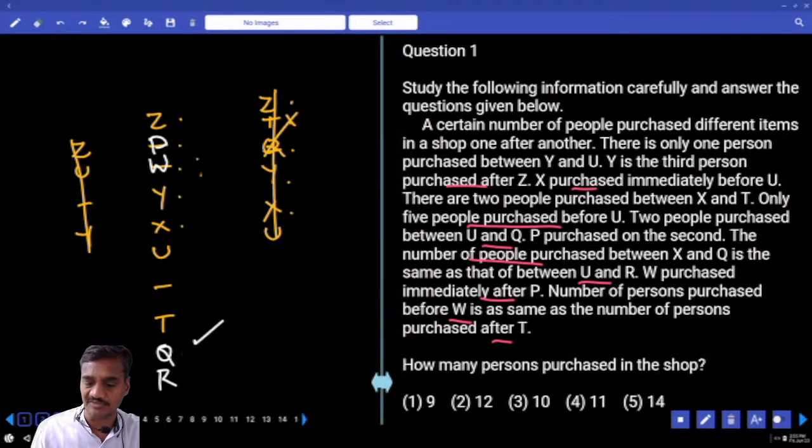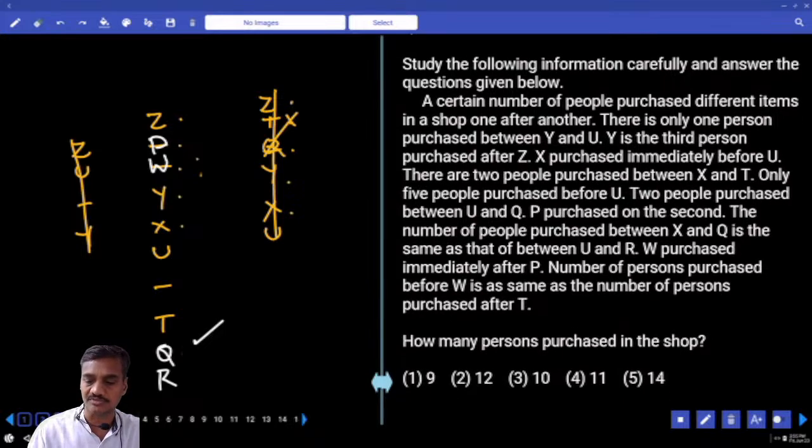Now this is the final arrangement we have, and 6 plus 4. How many persons purchased here? There are 10 persons who purchased in the shop. Now this is about question numbers 1 to 4. The next one.